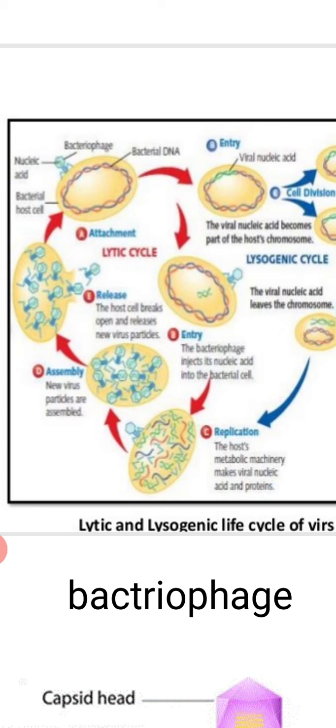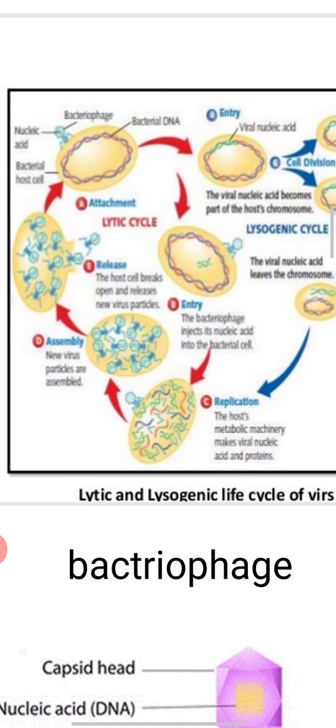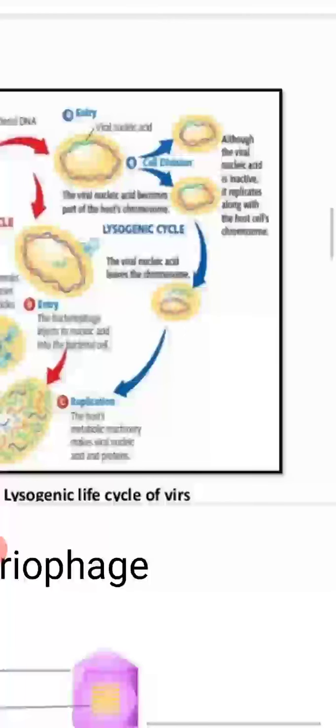There is another term which we want to discuss here, that is the burst period. The period from the phage attachment up to the release may take 20 to 40 minutes. And the number of bacteriophages released is the burst size. Okay, and this is the lytic cycle, and now the lysogenic cycle.